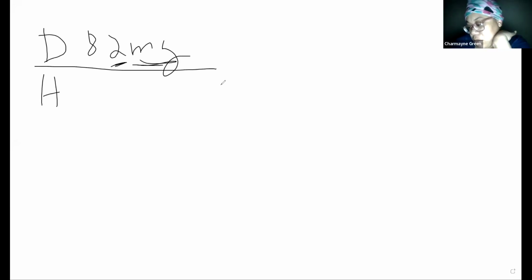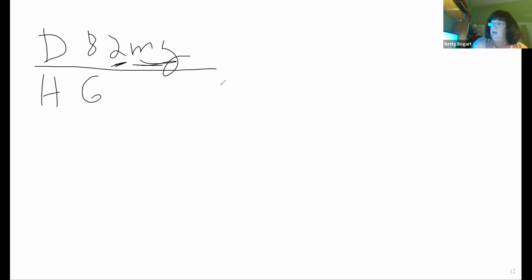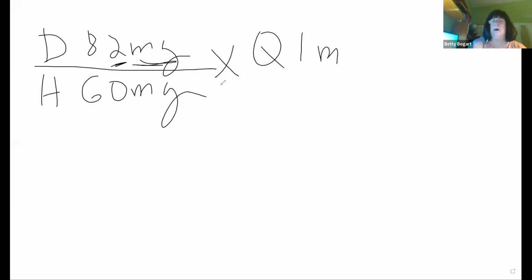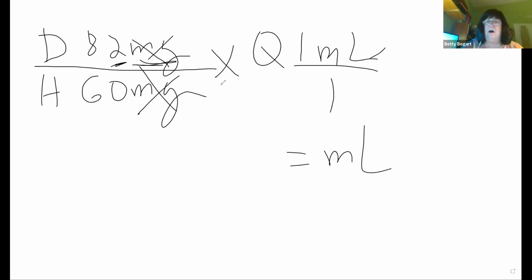Never shortcut. Always put down what it is: milligrams, micrograms, mLs, and you'll understand this as we get to more complicated ones. And it comes in 60 milligrams. And you're going to say the quantity is 1 ml, but I'll tell you why I write it there. Anything over itself is 1, so it cancels out. So we know our answer is going to be in mLs. It's the only label left.